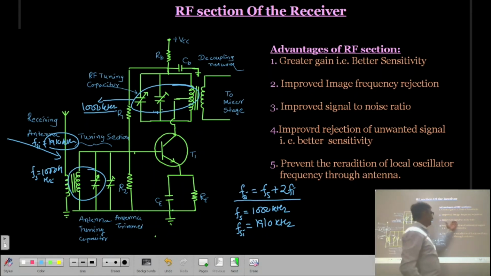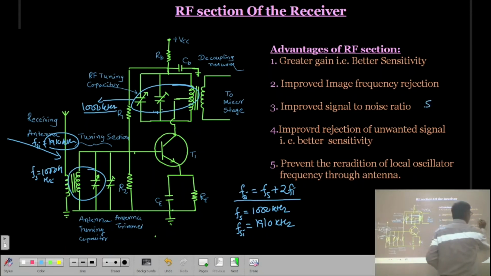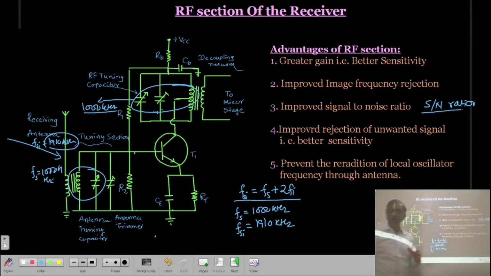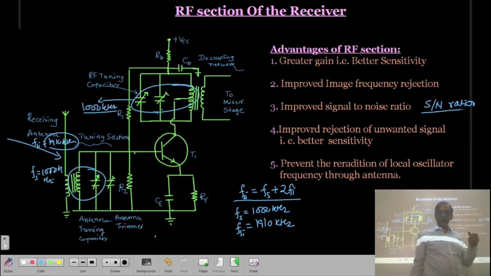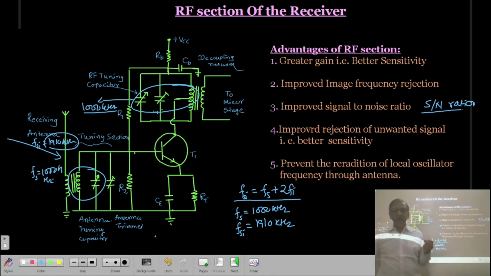Then the third one is the input signal to noise ratio. For any kind of amplifier, the signal to noise ratio is very important. And for a good quality amplifier, the SN ratio must be very high. So naturally, here the signal is going to be amplified, then the signal to noise ratio will also be improved.